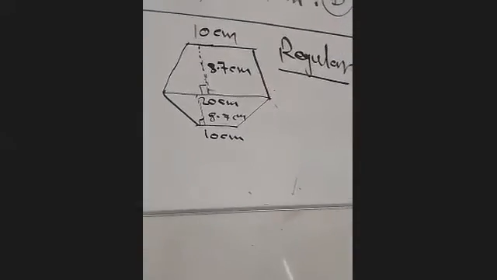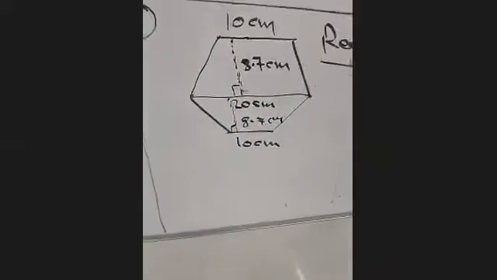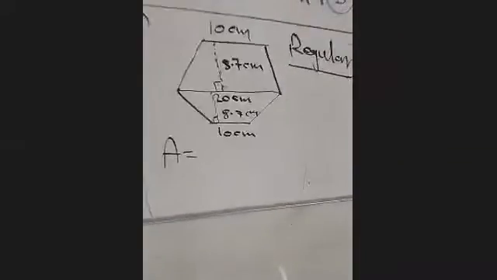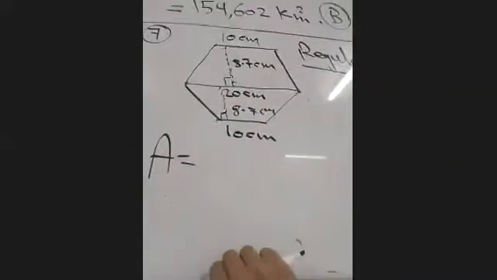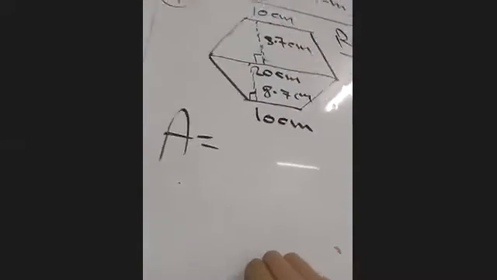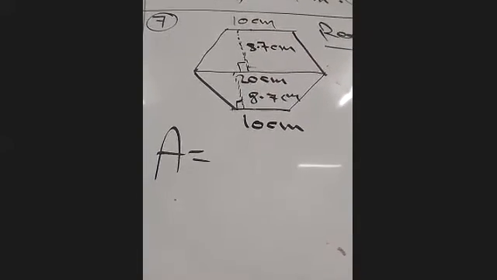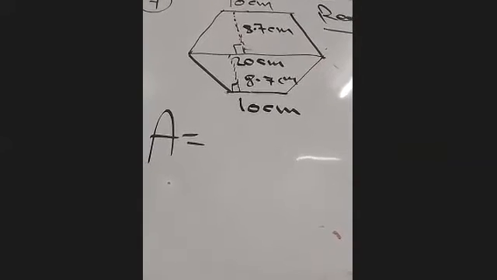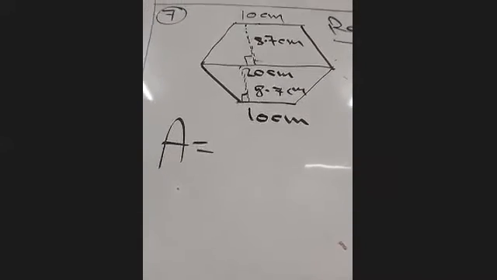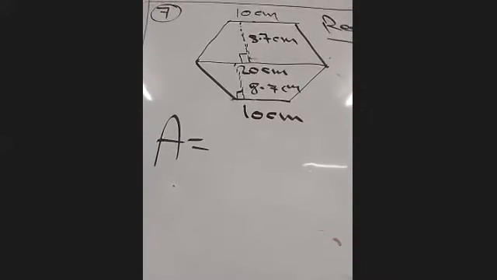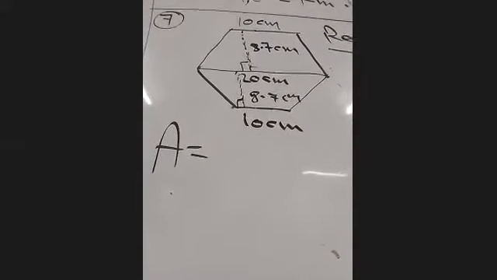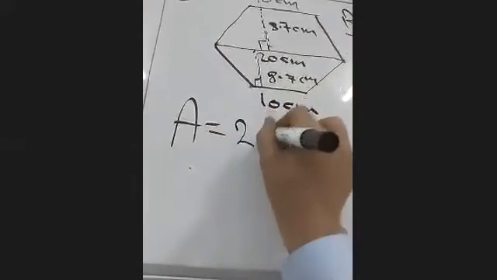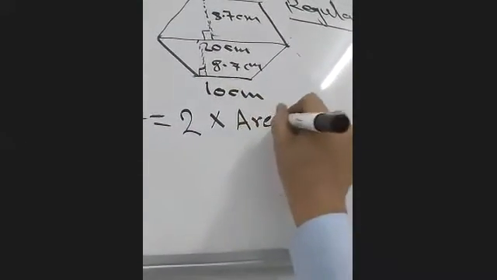So the area of the whole trapezoid is what? Do you know how we find it? Yes, A equals half multiply B1 plus B2, then we close the brackets, multiply by the height. You are now saying the area of the trapezoid, right? But how many trapezoids do we have? 2. So I need to put 2 multiply the area of the trapezoid, right?